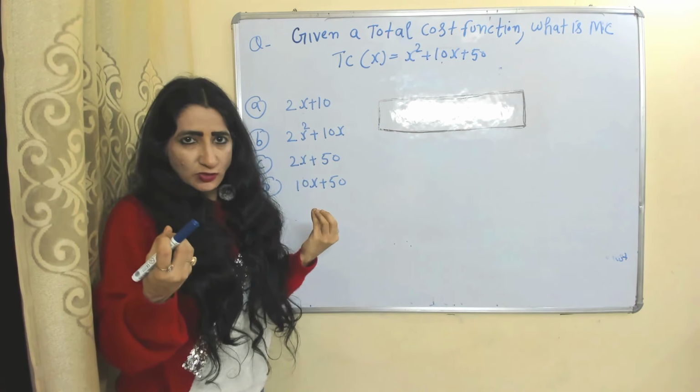A is marginal cost. Given a consumption function, what is the marginal propensity to consume? The first derivative of the consumption function with respect to income will be called the marginal propensity to consume. C is consumption, Y is income, 100 is autonomous consumption. We have to find the marginal propensity to consume. So we will differentiate the consumption function with respect to income. The derivative of 100 is 0 and the derivative of 0.8Y is equal to 0.8. So our right answer is 0.8. 0.8 will be called the marginal propensity to consume.